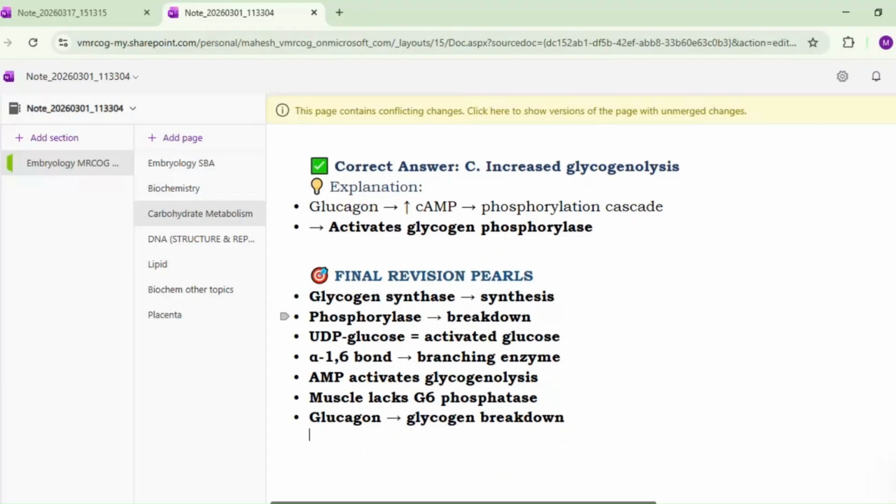So glycogen synthase will lead to synthesis of glycogen. Glycogen phosphorylase will lead to breakdown of glycogen. UDP glucose is the activated glucose. Alpha 1,6 bond leads to branches because of the branching enzyme. AMP activates glycogenolysis. Muscle lacks glucose 6-phosphatase, and glucagon leads to glycogen breakdown. Okay, so that finishes the metabolism of carbohydrates.